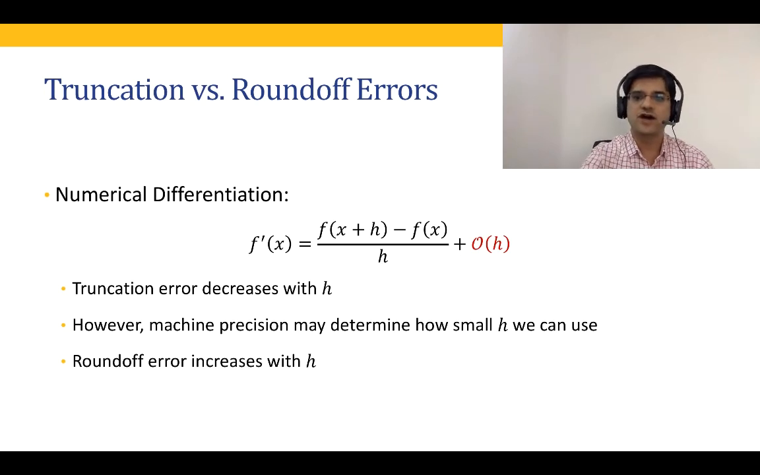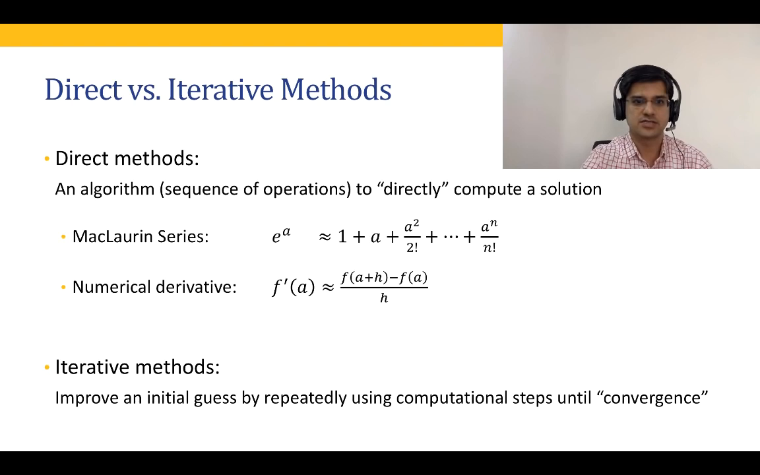What we have covered so far is what is known as direct methods. The first direct method was the Maclaurin series expansion of e to the power x, which was covered in the previous lecture. In this lecture we covered another direct method, which was computation of numerical derivatives. A direct method is nothing but an algorithm which directly computes a solution through a sequence of equations that we execute once through and we are done with it. That is how we compute the solution using a direct method.